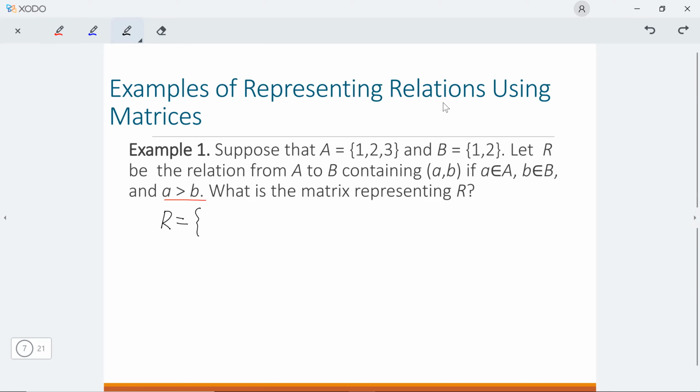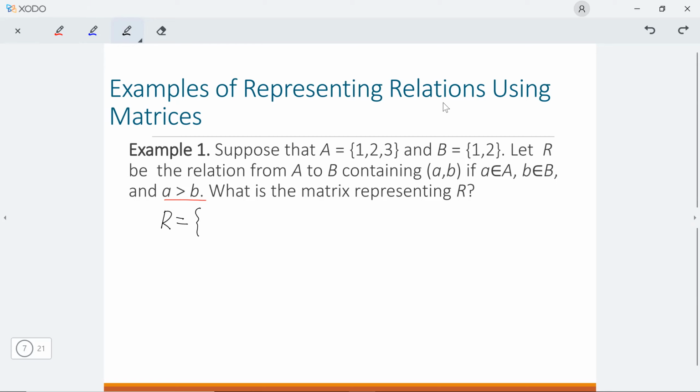If we have A equal to 1 in our side A, then is there any element in side B that is smaller than 1? Actually, no, because for side B we only have 1 and 2. There is nothing smaller than 1. So that means this element in A won't show up in our relation.